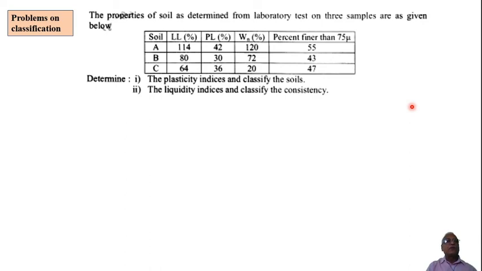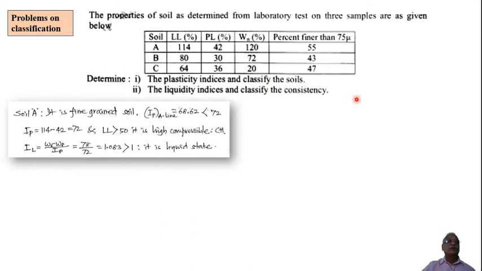Okay, one more problem. The properties of soil are determined from the laboratory. It is not just classification. They have said to determine the plasticity indices and classify the soil, determine the liquidity indices and classify the consistency. That's how they have given. We'll quickly solve one by one.